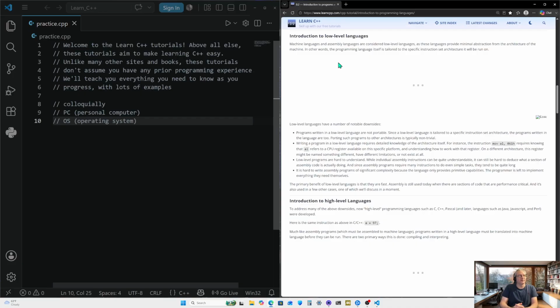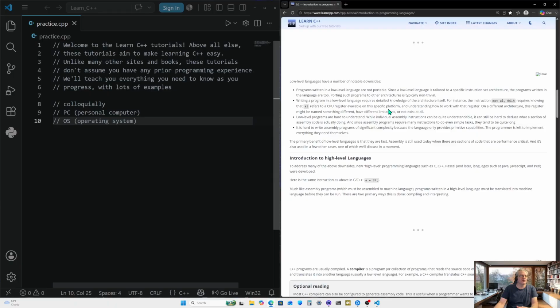But yeah, let's finish up with this. In other words, the programming language itself is tailored to a specific instruction set architecture, which would be a specific machine. If another machine doesn't have the same kind of architecture, then you're going to have to write another program on top of that so that it can be translated based on the architecture of the machine itself, of the computer itself, or the device.